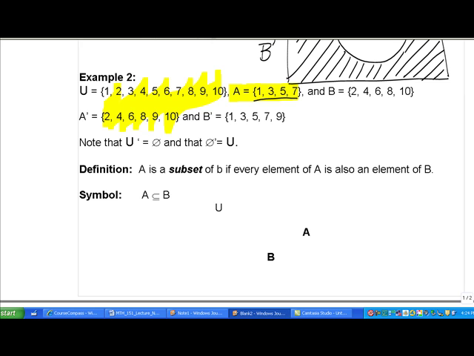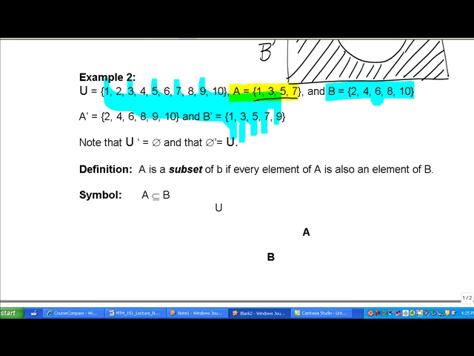Likewise, we can do the complement of B. Let me find a different color. Okay, so we want to list everything we find in the universal set which is not found in B. Well, there's no 1, so that's where the 1 comes from. We have a 2, so we need a 3. We have a 4, so we need a 5. We have a 6 in B, so here's a 7. And we have an 8 in B, so there's the 9. We have a 10 in B, so B complement consists of 1, 3, 5, 7, and 9.